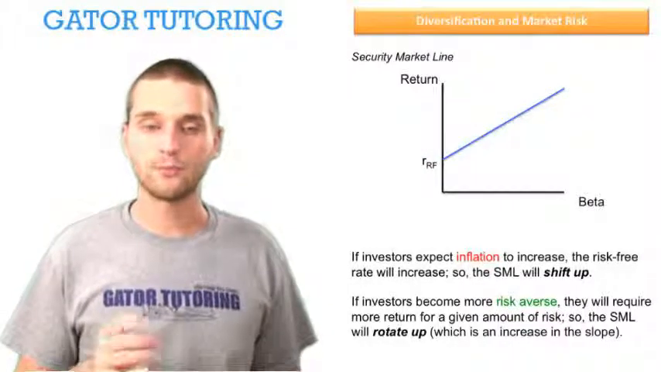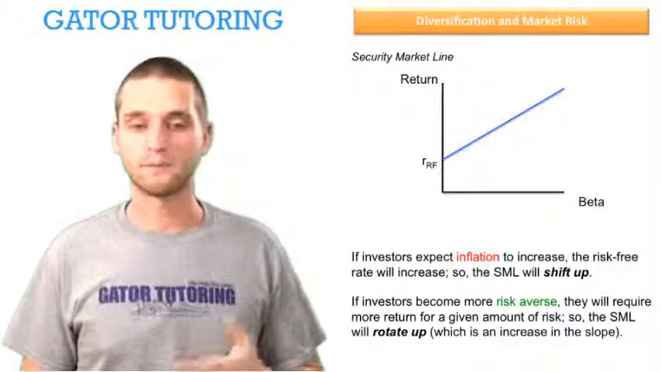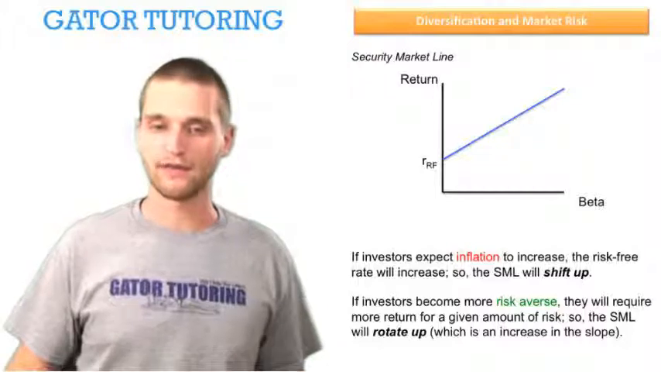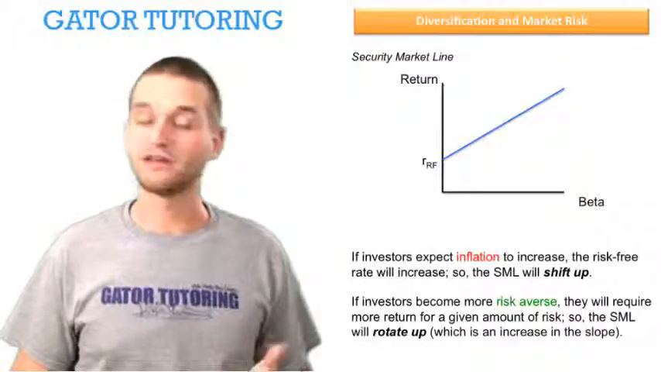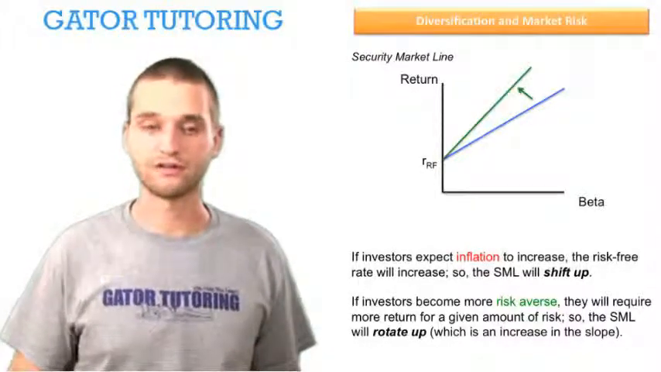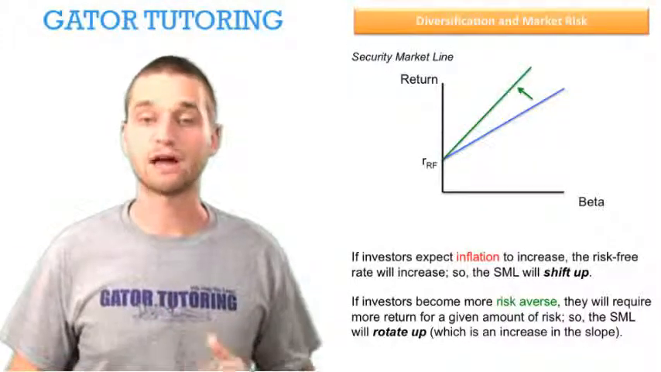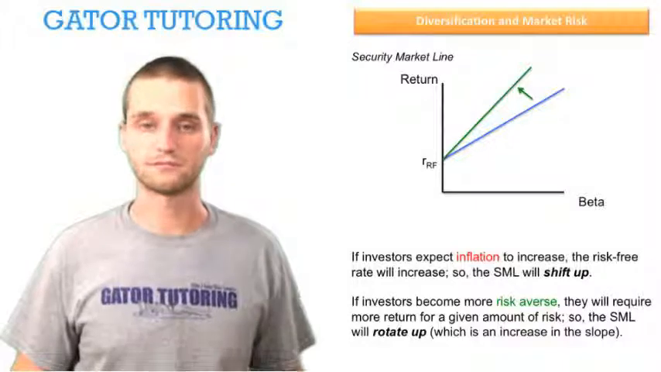If investors become more risk averse, they will require more return for a given amount of risk, for a given beta. So the SML will rotate up, which is an increase in the slope. So it'll look like this. For each beta, you'll require a higher rate of return to compensate for this new risk aversion.